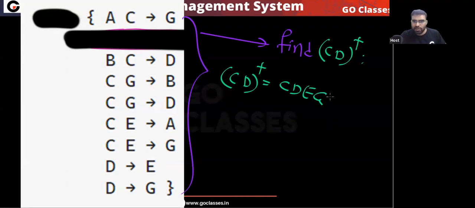CG can determine D also, that we already have. CE can determine A also. So what we got? CD EGA. CG can determine B also. So you got A, B, C, D, EG. Yes or no? So can you notice?